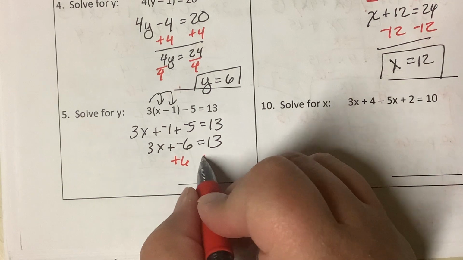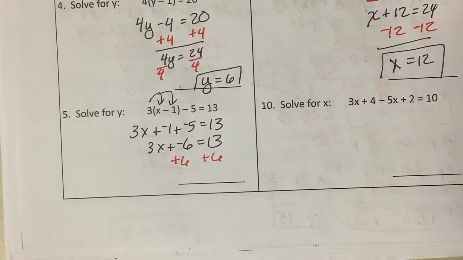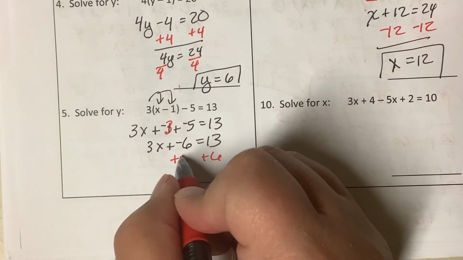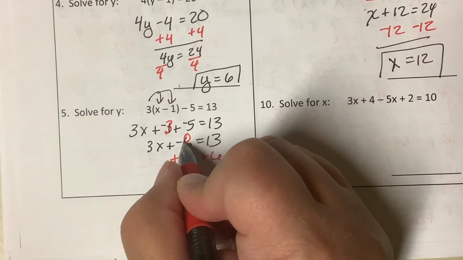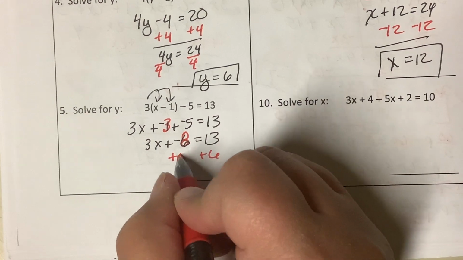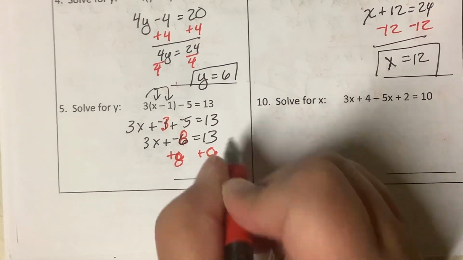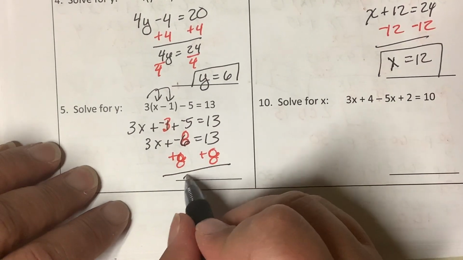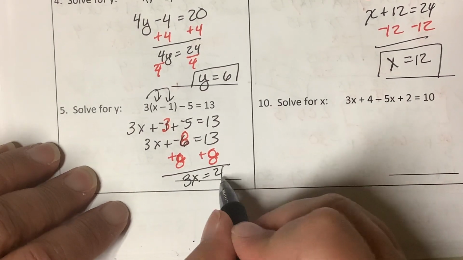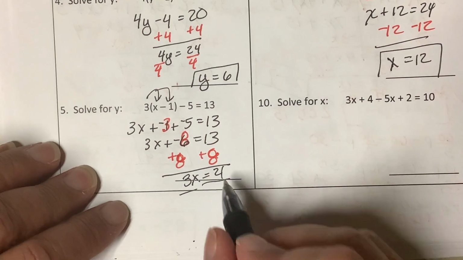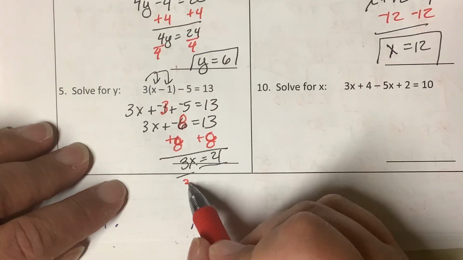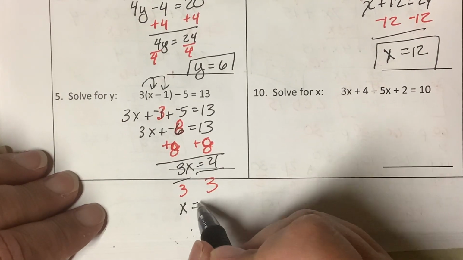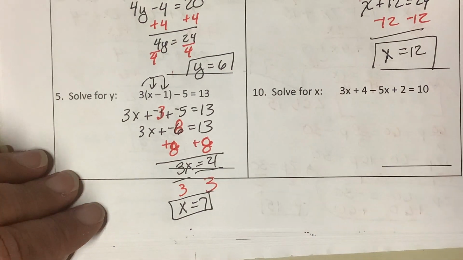And why did I add 1 when I should have been adding 3? What is my deal here? All right, we're adding 8 to both sides, sorry. 13 plus 8 is 21. 3x equals 21. Divide both sides by 3. And x equals 7. A little worried about myself and my adding there.